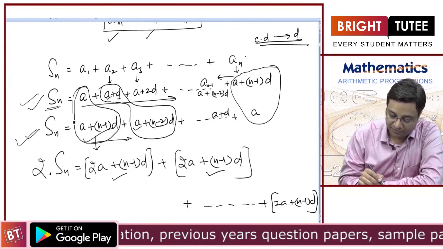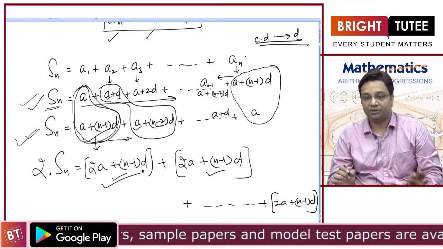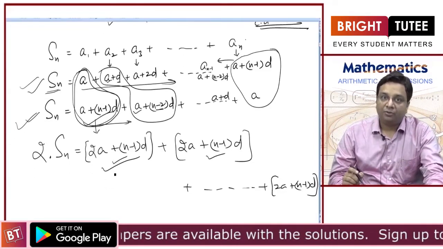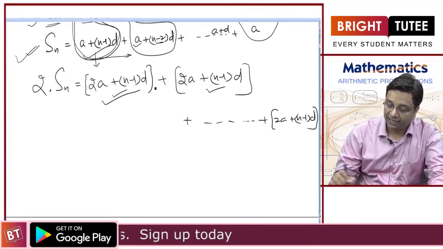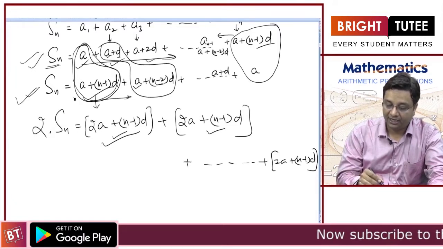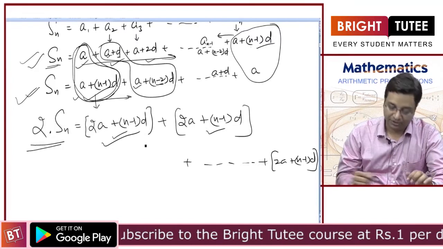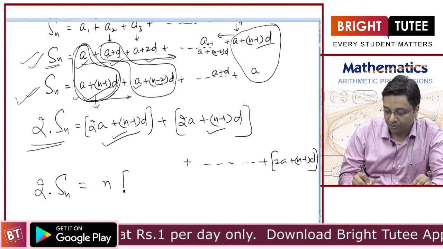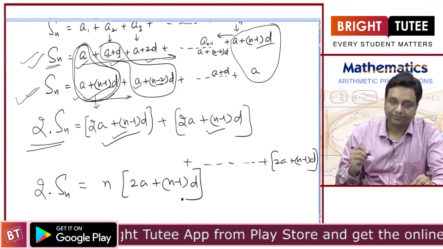When you take this sum, it will adjust the d, and the sum will be the same for the corresponding terms, and it will be equal to 2a plus n minus 1 into d. And how many times is it written 2a plus n minus 1 into d? Obviously n times, because there were n terms in this expression, right? Similarly, n terms in this expression. So in this sum, there will be n terms. So twice of Sn will be equal to n into 2a plus n minus 1 into d, right?